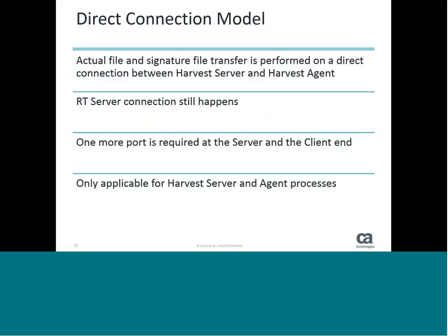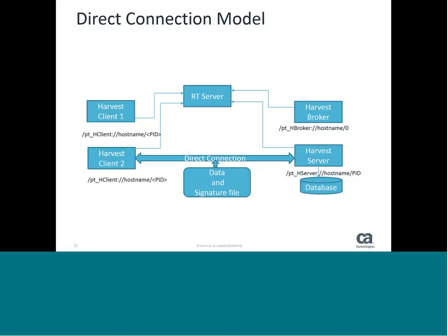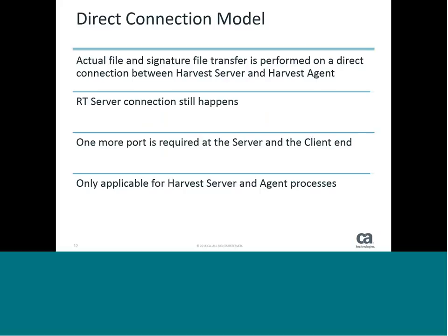But one additional requirement we have with this direct connection, apart from port 5101 at the RT server and some ephemeral ports on which Harvest brokers and Harvest servers or clients are running, is that we need two extra ports, one at the Harvest server end and one at the Harvest client end, so that this direct connection can be made for the data transfer. And this direct connection is only applicable when we do blob data transfer at the time of check-in, check-out, or load repository, or when we compare two different files.